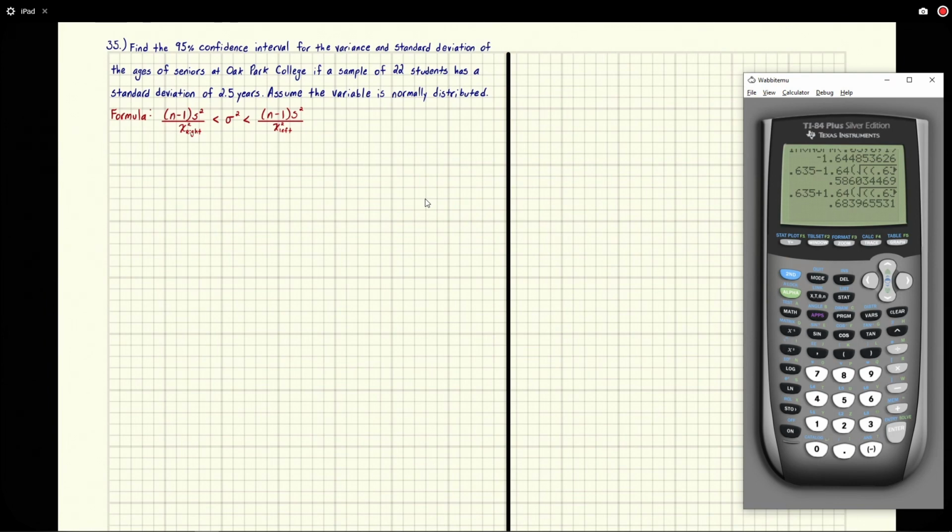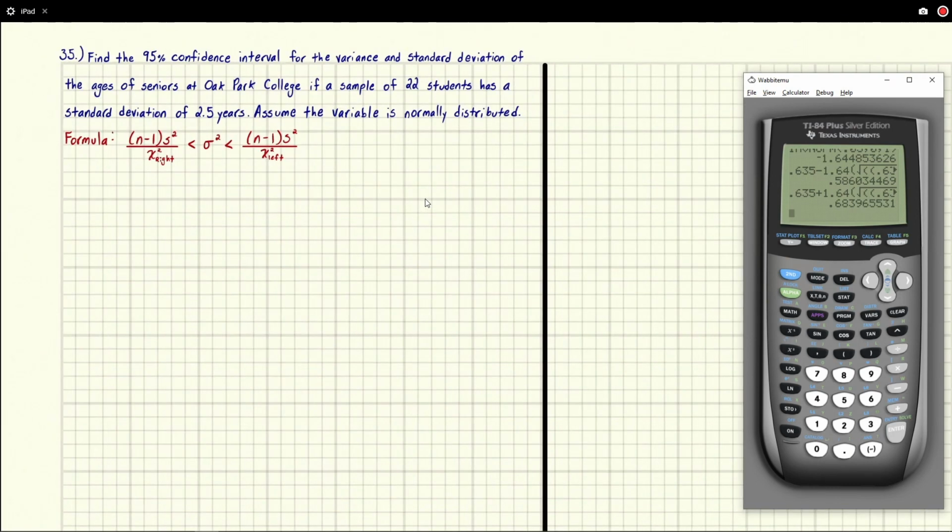Eric Burgess here, and we have been given the following question. Find the 95% confidence interval for the variance and standard deviation of the ages of seniors at Oak Park College if a sample of 22 students has a standard deviation of 2.5 years. Assume the variable is normally distributed. All right, so we've been asked to find a confidence interval, but for a variance and a standard deviation.